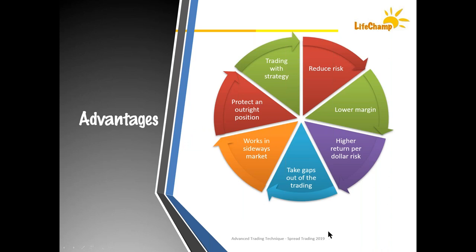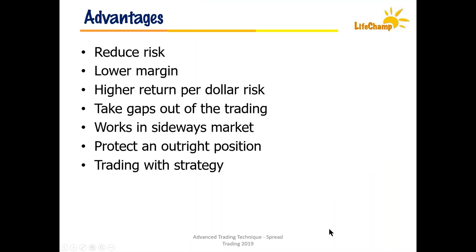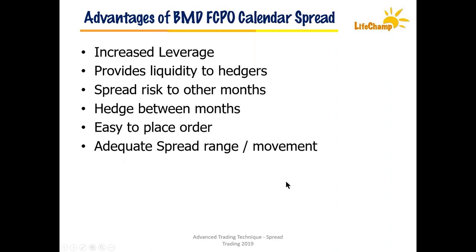In this case, I have listed down some advantages for you. The advantage is reducing risk. The simplest way to understand reducing risk is its relation to the second point, where the margin is lower for spread trading. When the margin is lower, it means the exchange recognizes that the risk of trading spreads is lower. That's why the margin can be lowered to a point that could be 5 times lower than an outright directional. I'll show all this in slides.